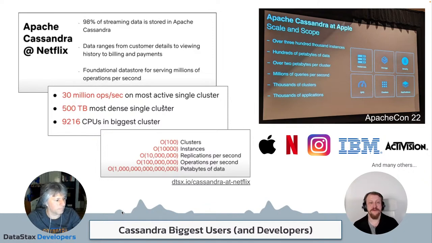Netflix reported that on their single most active cluster in the last year, they were processing up to 30 million operations per second. That is a tremendous workload. They have multiple clusters, but this one is the most loaded. If you count it all together, it will be much more, actually.